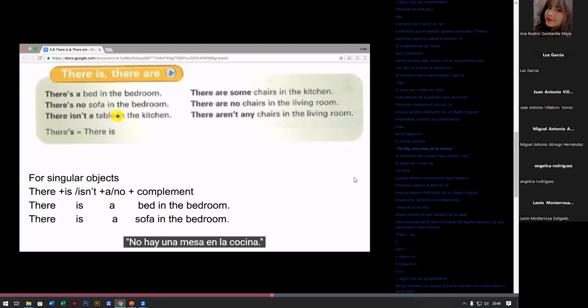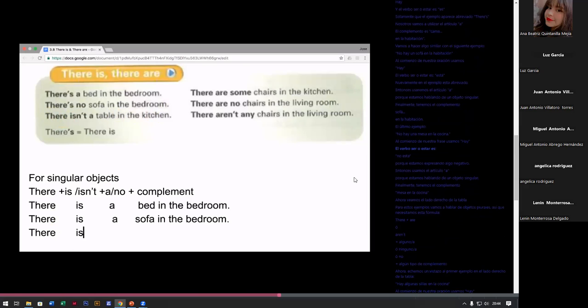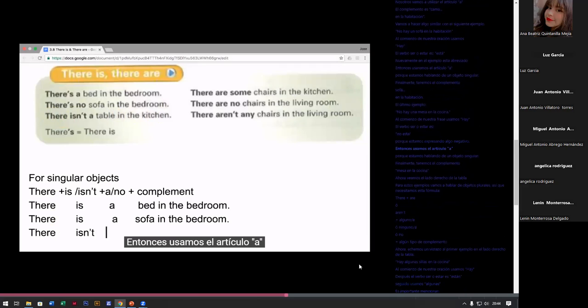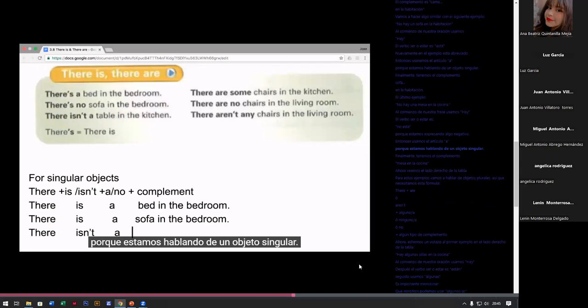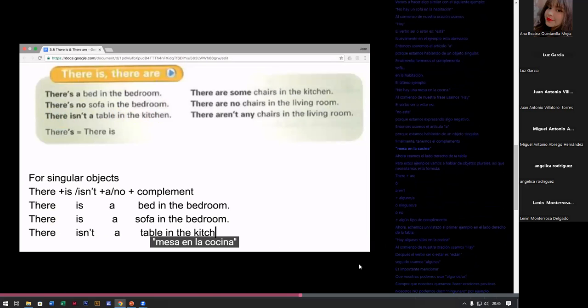The last example. There isn't a table in the kitchen. At the beginning of our sentence, we use there. The verb to be is isn't, because we're expressing something negative. Then we use the article a, because we're talking about a singular object. Finally, we have the complement, table in the kitchen.